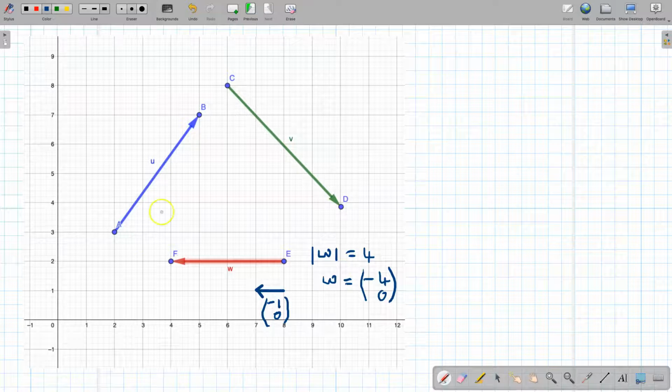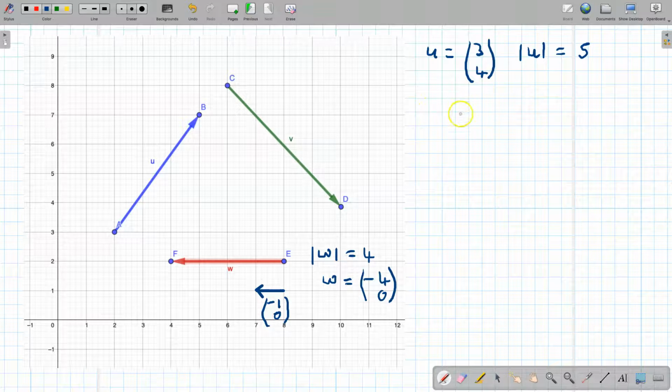So how would we do this for another one, such as A to B? So for U. Well, U at the moment is 3 along and 4 up. So what I need to do is what I did with W, find the length, the magnitude of U. So a bit of Pythagoras, the magnitude of U is 5. And what I do is I want to divide each component in there by 5.